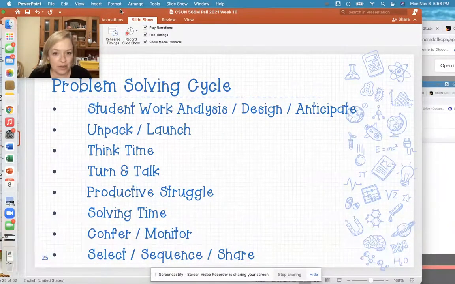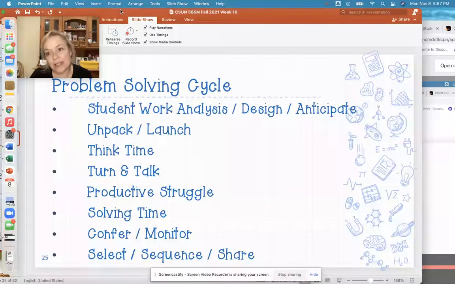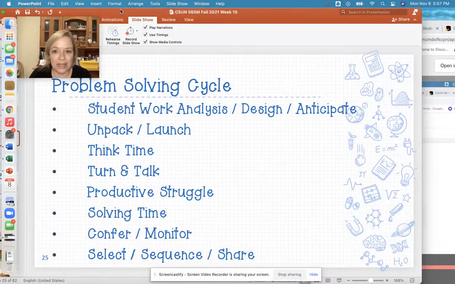So just as a reminder, the problem solving cycle is as follows. You're going to do student work analysis, or look at the scope and sequence and the standards, and then you'll design a task for your students that is rigorous, that they don't know at first glance how to solve. Then you're going to anticipate the types of strategies that students might use to solve those problems, just like we did when we did the open strategy share work this past week.